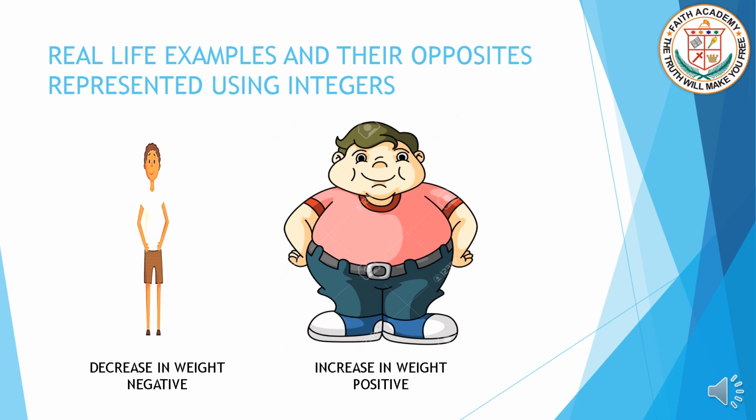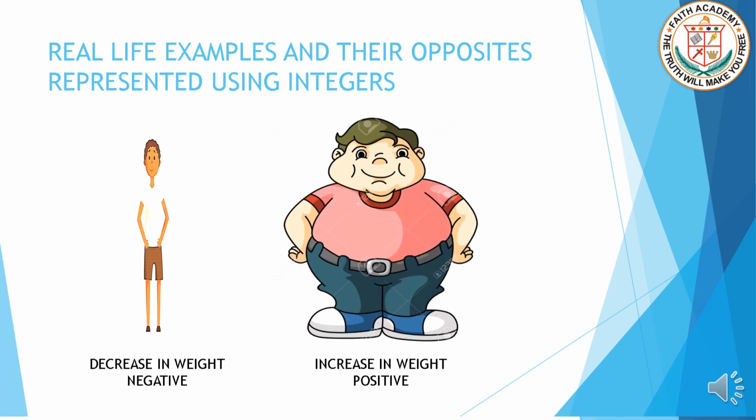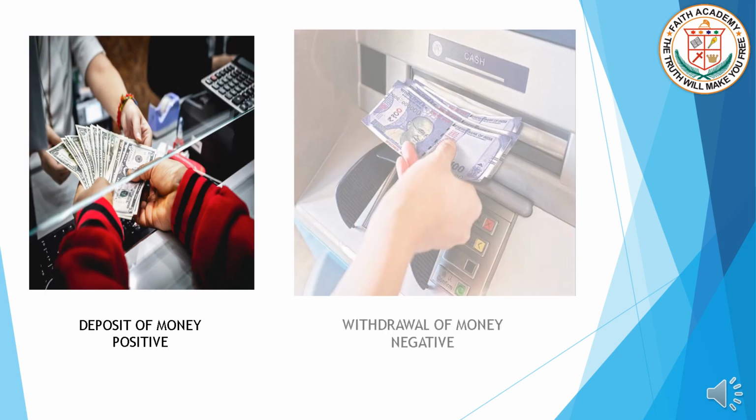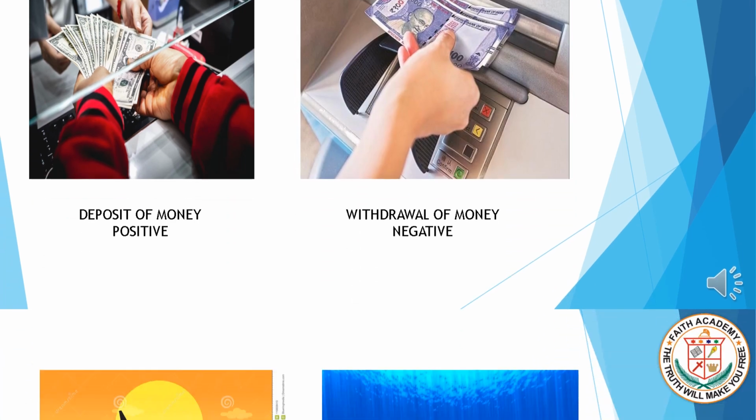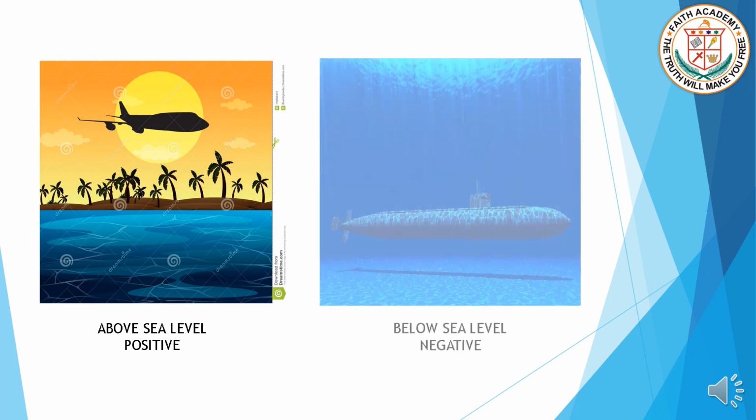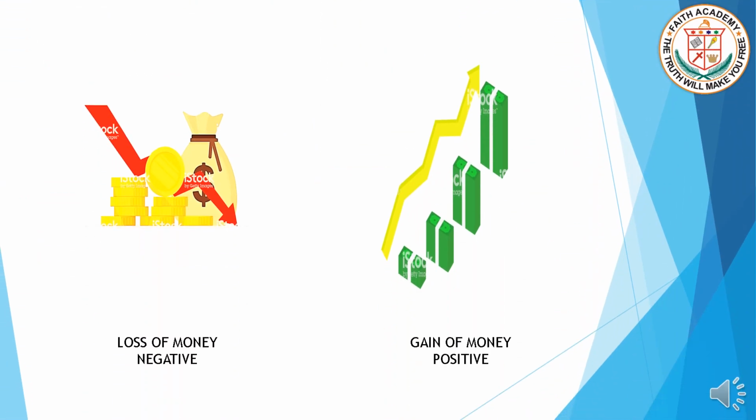Before we learn how to solve the questions given in the first exercise, let us first see some examples. Here we can see that decrease in weight is negative in terms of integers and increase in weight is positive. Deposit of money is positive and withdrawal of money is negative. Above sea level is positive and below sea level is negative. Loss of money is negative and gain of money is positive.